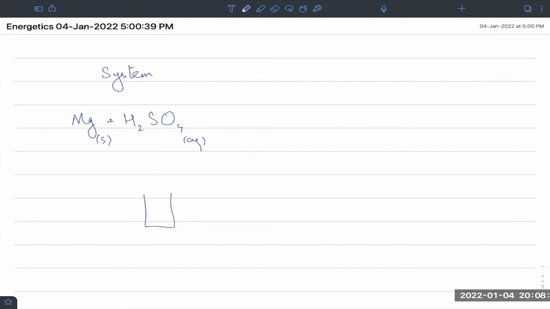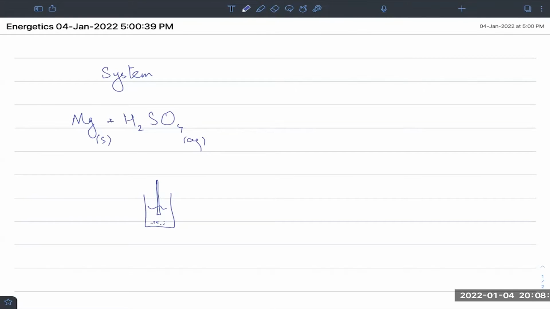So this is the beaker in which we are doing this experiment. This is sulfuric acid solution. I put some magnesium in there. There's the thermometer and I leave it open, okay? Now, you are doing the experiment. So out of all of this, who is part of the system and who is not?